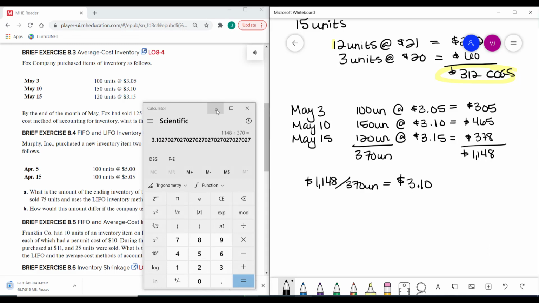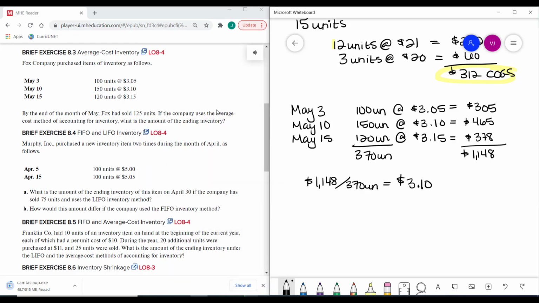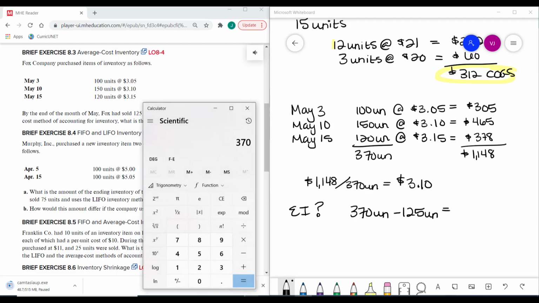About $3.10. Okay, so they're asking us not what the cost of goods sold is, but actually what the cost of the ending inventory is. So we had 370 units, and they said they had sold 125 of them. So if they sold 125 units of the 370, how many units are we left with? That leaves us with 245 units in ending inventory.